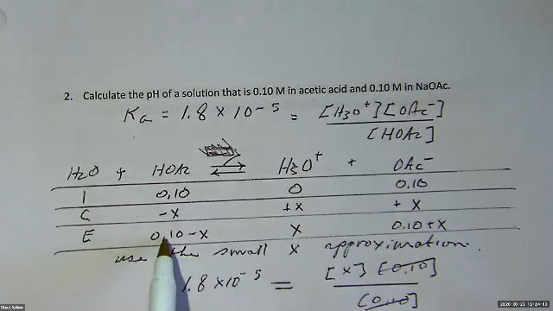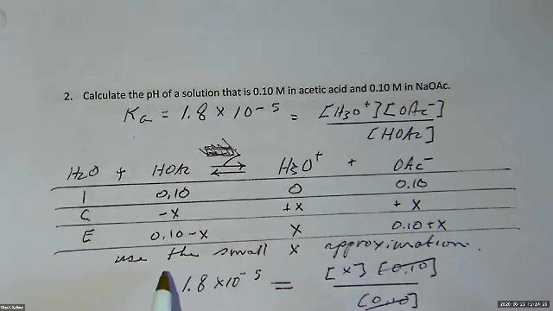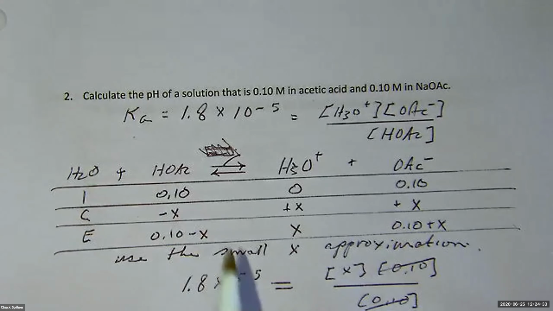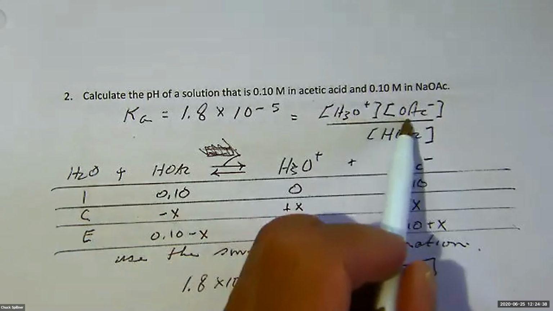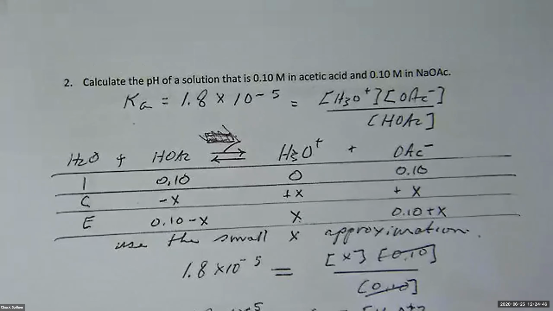We're also going to produce a little bit of acetate ion. So at equilibrium, we have 0.1 molar acetic acid minus x, x amount of hydronium ion, and 0.1 molar plus x acetate ion. So we're going to use that small x approximation. We're going to neglect these x's. So in our equilibrium expression, we're going to have x times 0.1 divided by 0.1. So our equilibrium expression looks like this. Remember, we use the small x approximation.